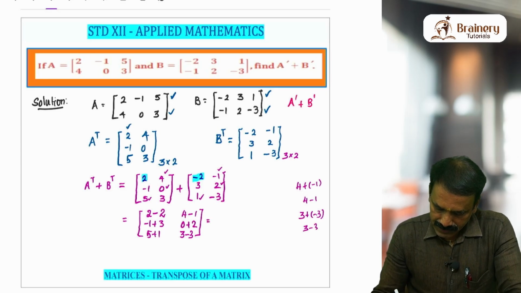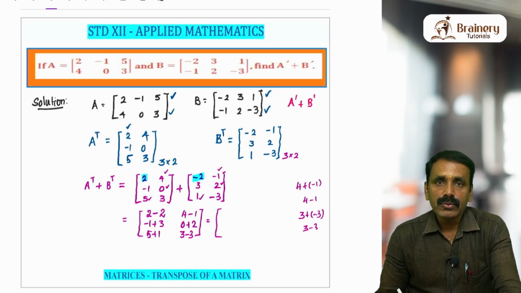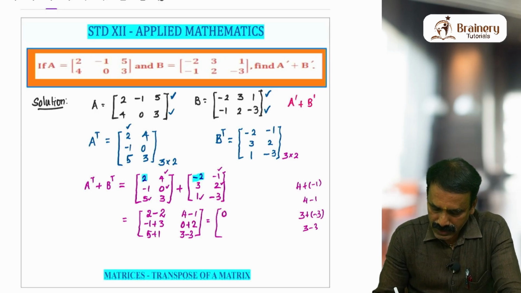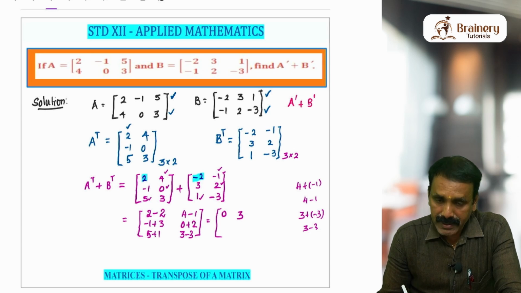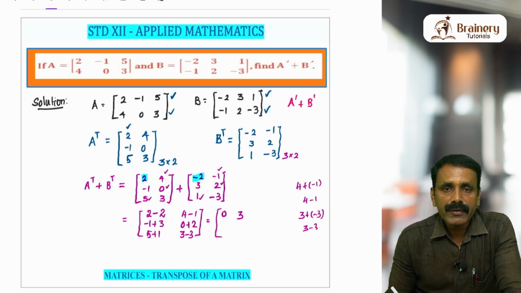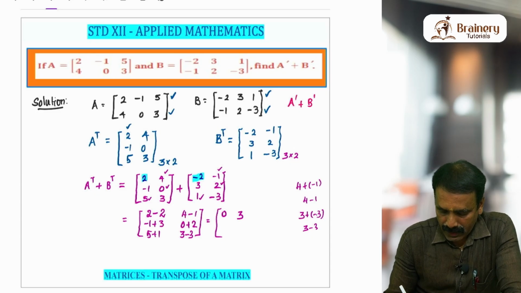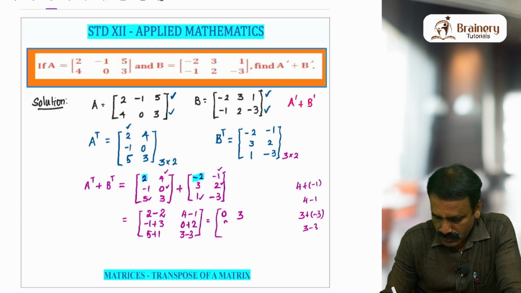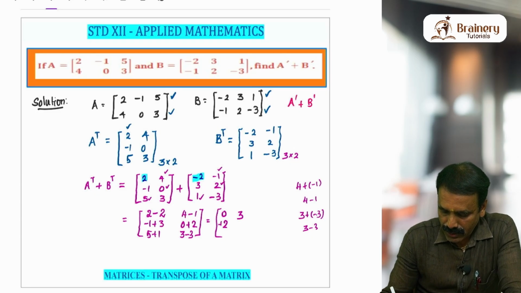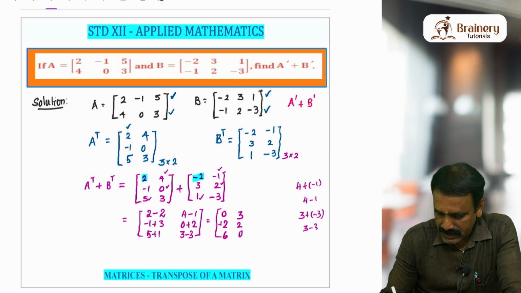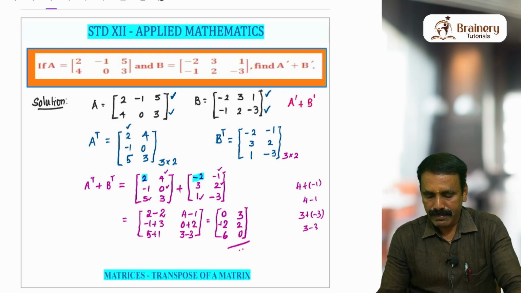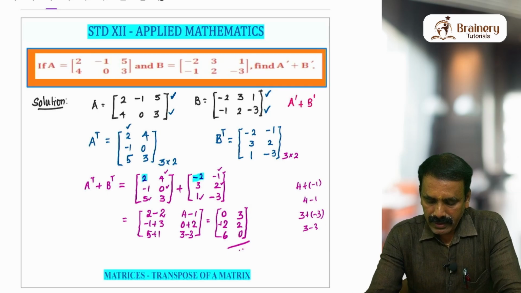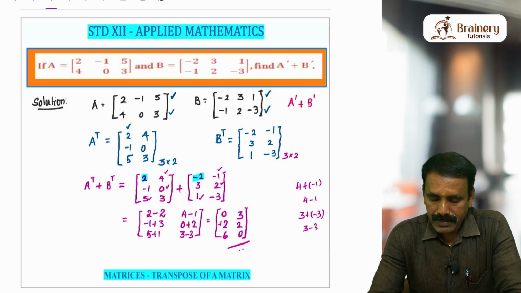So simplify this expression. 2 minus 2 is going to be equal to 0. 4 minus 1 is 3. Minus 1 plus 3, they are of different sign, so we have to subtract. So 1 is subtracted from 3, so it is 2. So it is plus 2. 0 plus 2, 2 again. 5 plus 1, 6. 3 minus 3, 0. So this is the answer for A transpose plus B transpose.